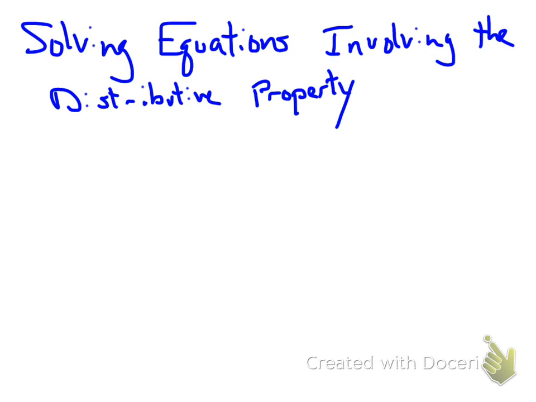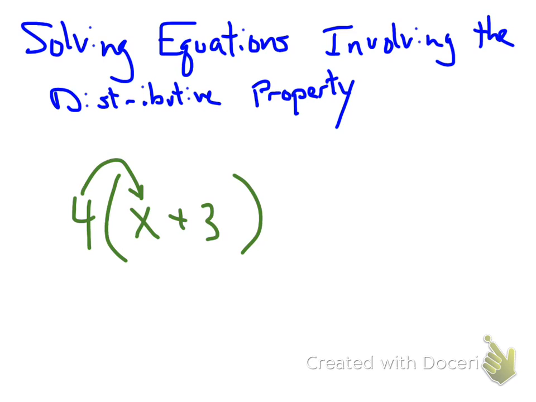In this video, we're going to look at solving equations that involve the distributive property. Again, the distributive property means that if we have some number, say 4, and then inside parentheses we have something like x plus 3, we're multiplying the 4 times that, so we're distributing to get 4x plus 12.